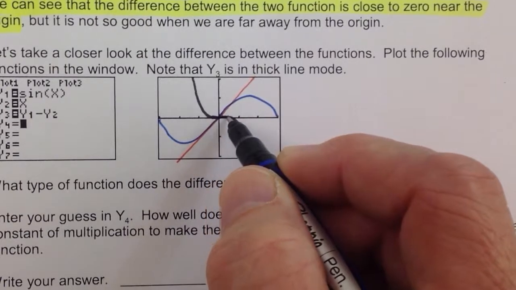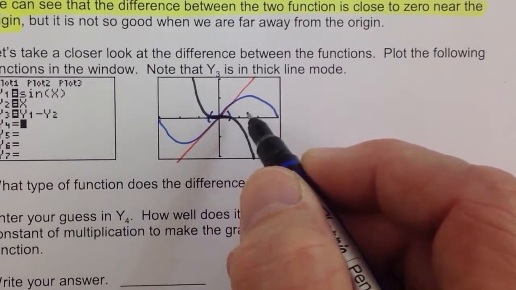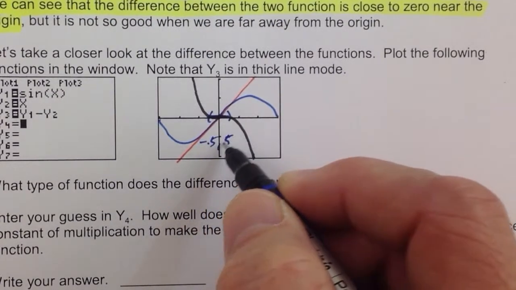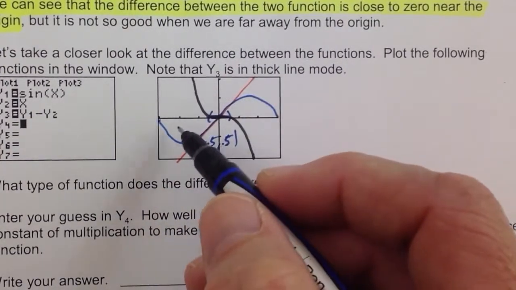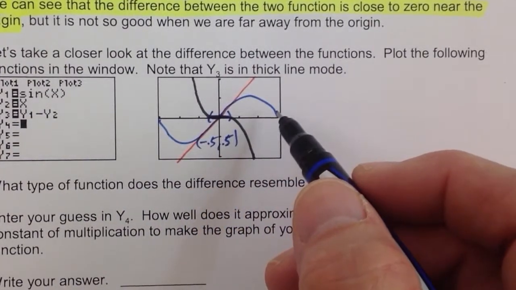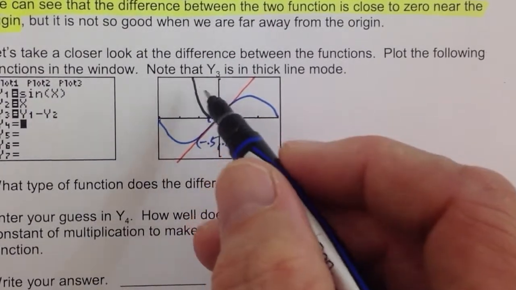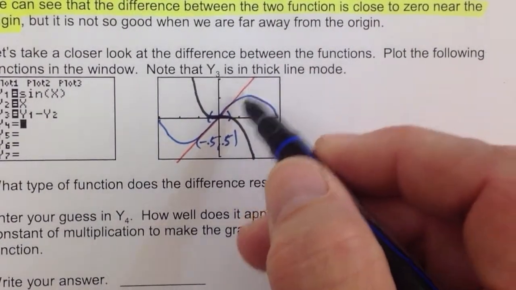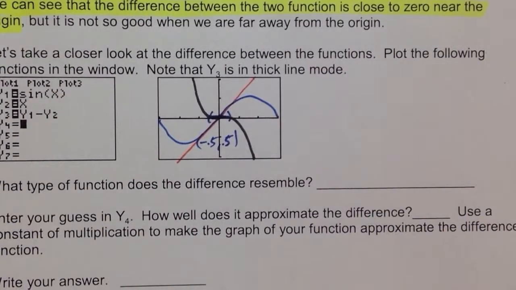So try to pay attention to this here. When the difference is 0 between negative 0.5 and 0.5, that's where the linear function is the same as the trigonometric function. If the difference is either less than 0 or greater than 0, then we have an error involved in approximating the trigonometric function by that linear function. So we have an error here. Let's see how we handle that error.